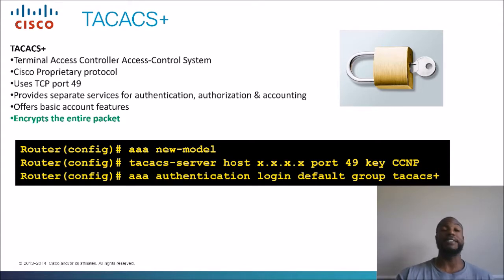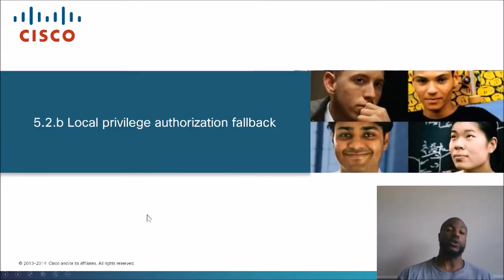We'll talk about what fallback is. Basically, you put in AAA authentication login. By default, you need to authenticate to the TACACS Plus server, and that's what that is. So let's go ahead and talk, real quick, about what local privilege authorization fallback is.